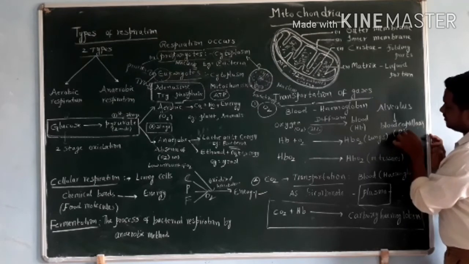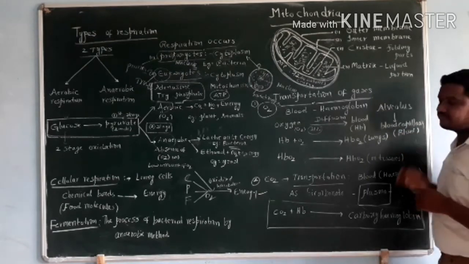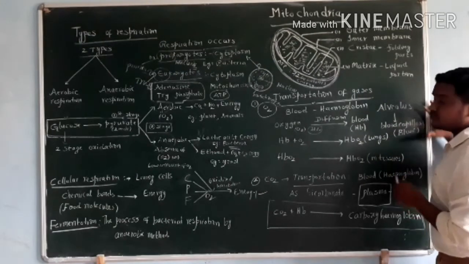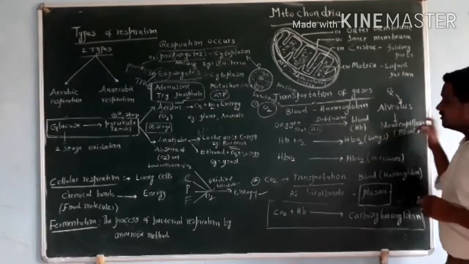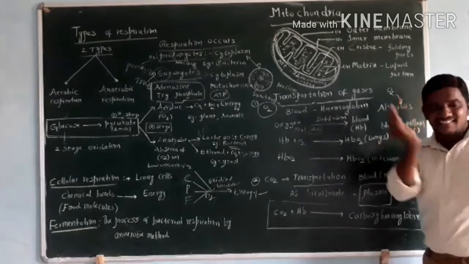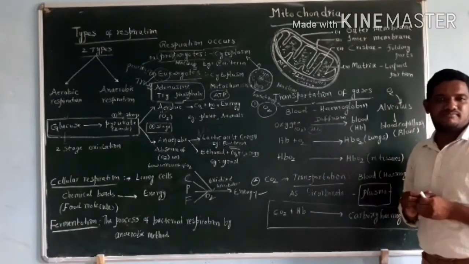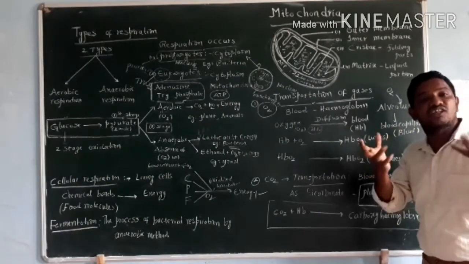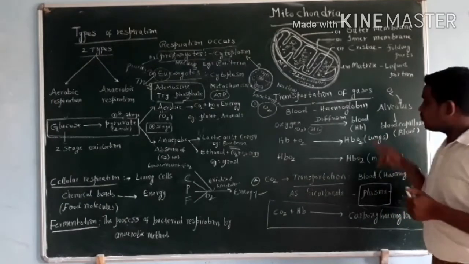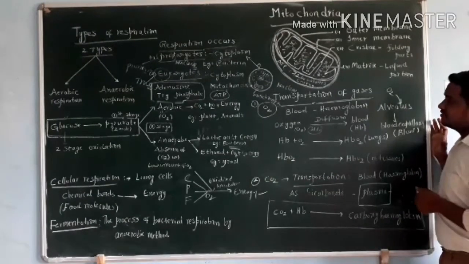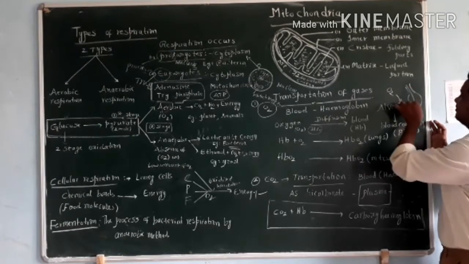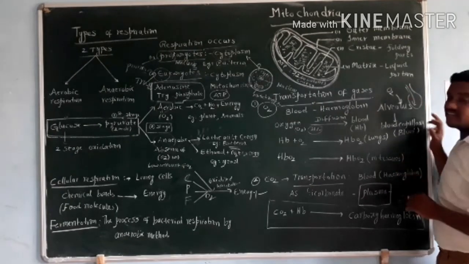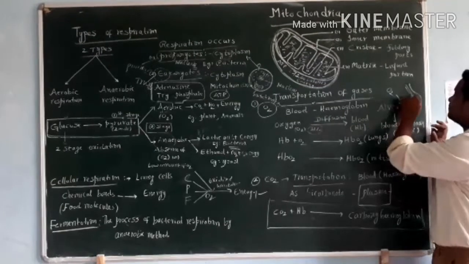That is nothing but blood. Here onwards, what happened? Oxygen enters into the alveolus, the air sacs or air chambers, the structural functioning of lungs. This is called the alveolus. Here oxygen is present in the air sacs. This is the air sac or alveolus. Oxygen is present here.